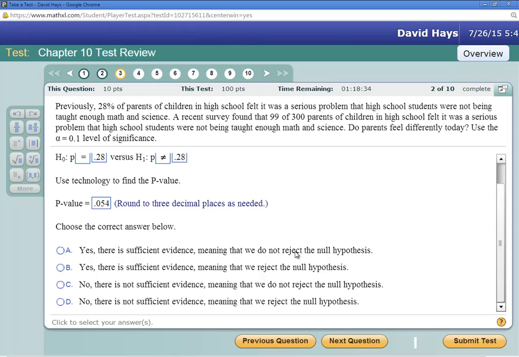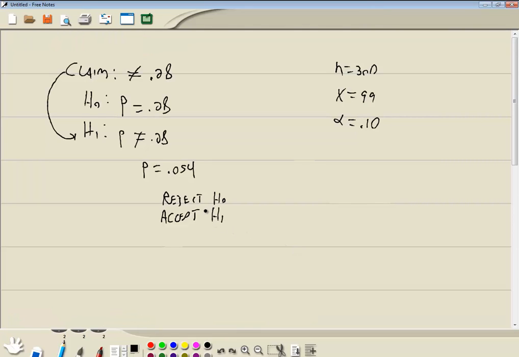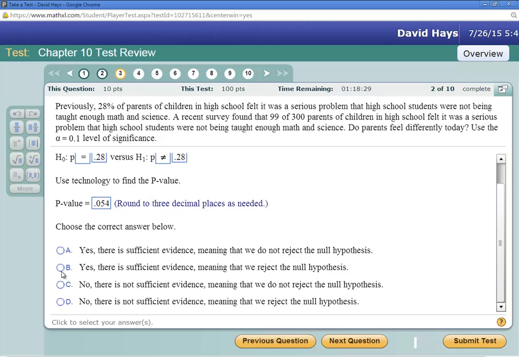These mean that we do not reject the null hypothesis. What did we say about the null hypothesis? We said we rejected it. Okay, so next question.